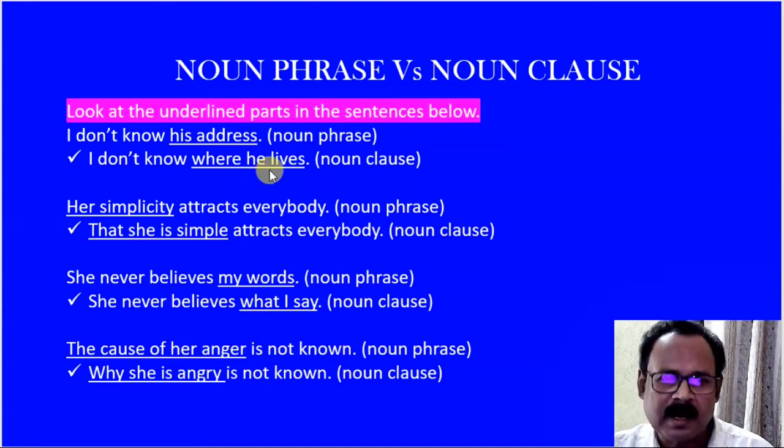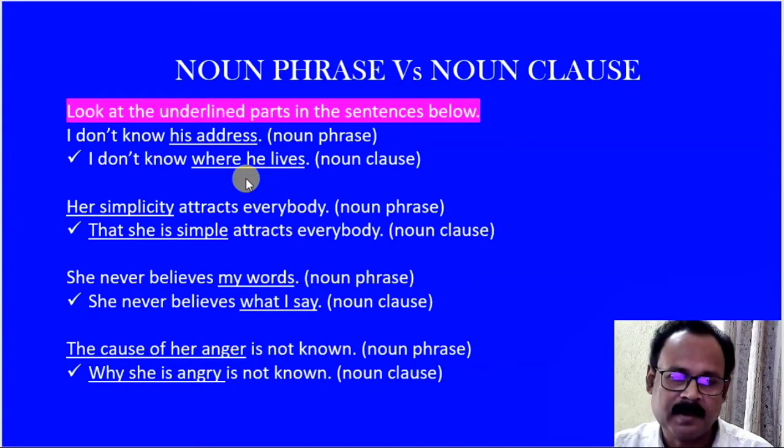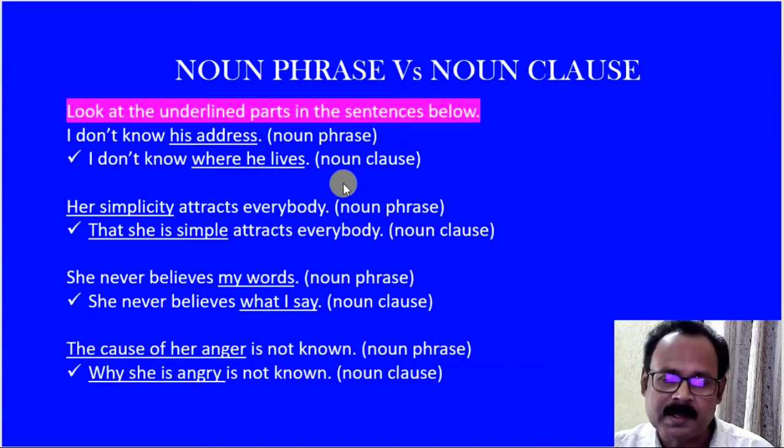I don't know his address. I don't know what? The answer is his address, but his address is a noun phrase. I don't know where he lives. I don't know what? It answers the same question. So I don't know what, that means where he lives. That means the noun phrase his address could be replaced with a noun clause, where he lives.